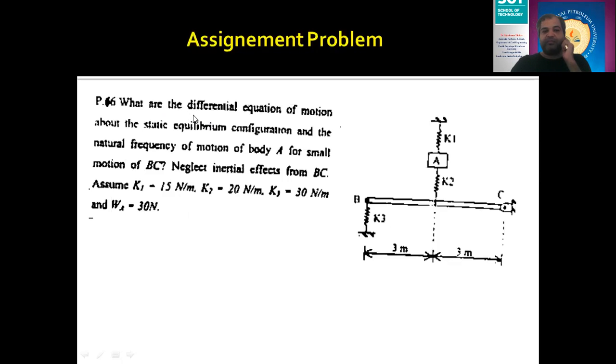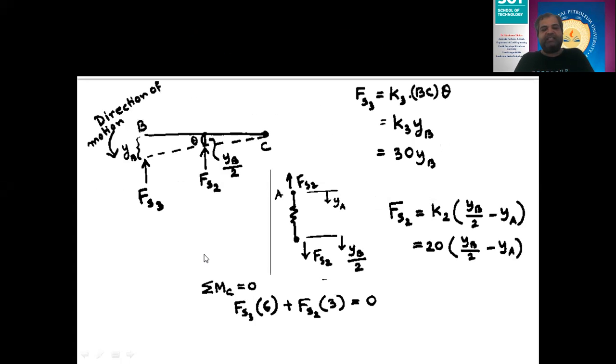Inertial effect from BC means whatever inertial effect is coming onto this particular block is to be neglected. Otherwise everything remains the same. Now let us see how to solve this. First, as usual, we are going to draw the free body diagram.